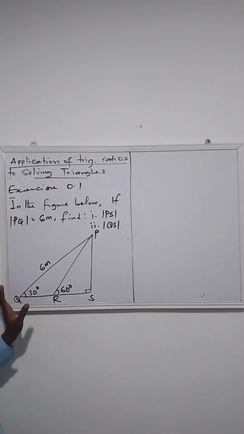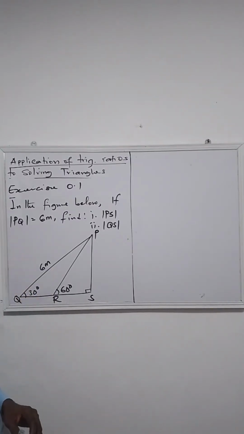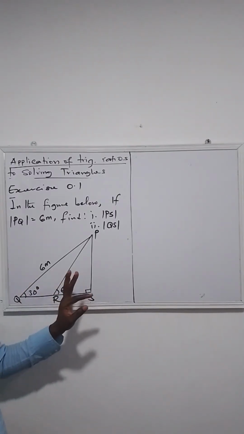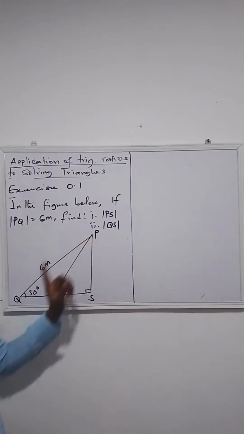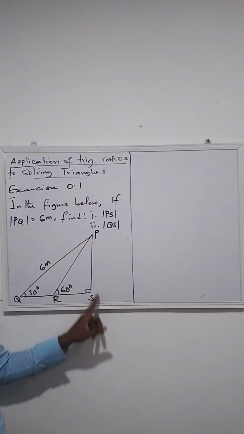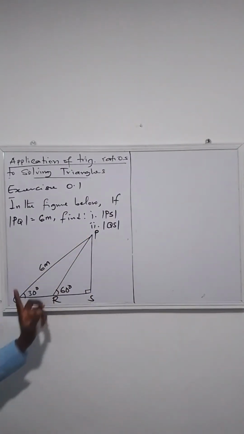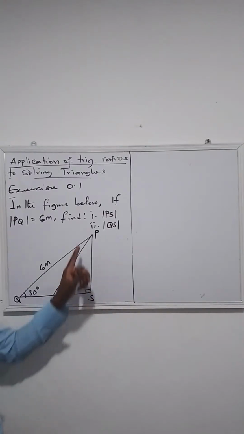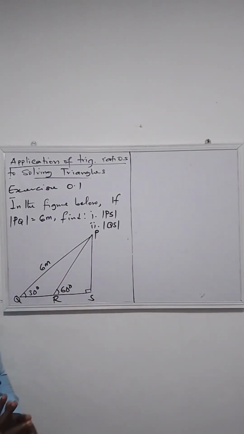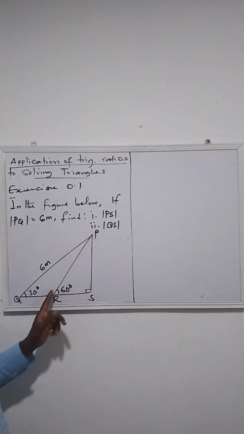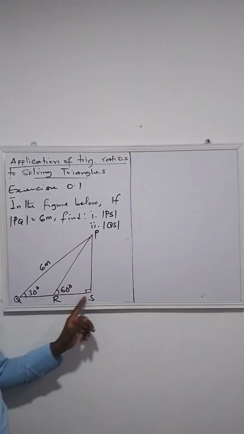I have two right angle triangles here. The first right angle triangle is triangle PRS, while the second one is triangle PQS. The first thing to do is to look at the two triangles. Which of them has a given side? Let's look at this first one. None of the sides is given. I hope you can see that.